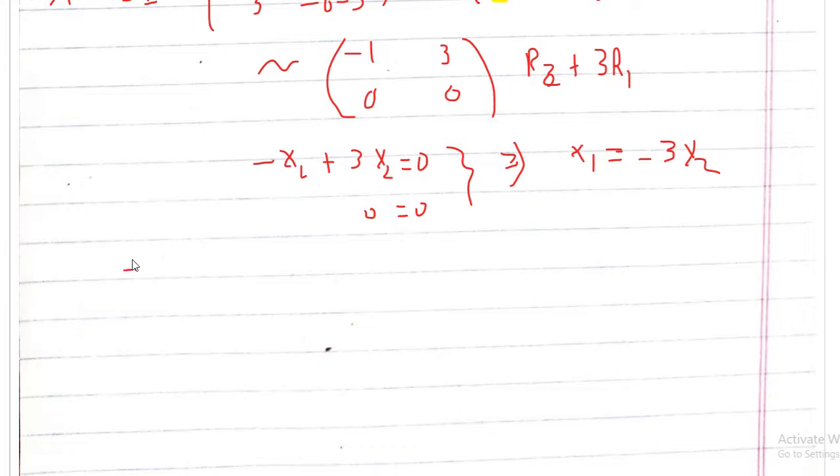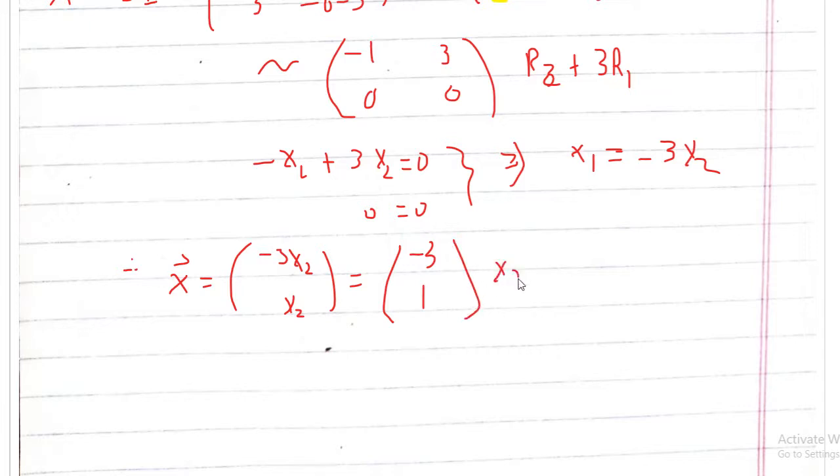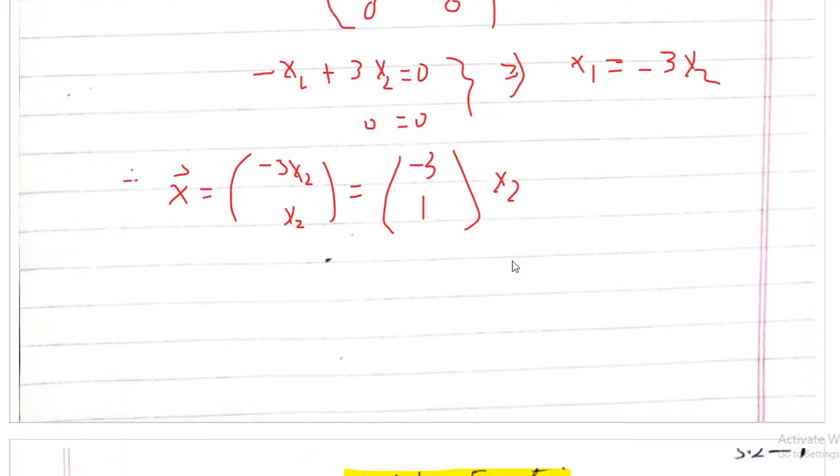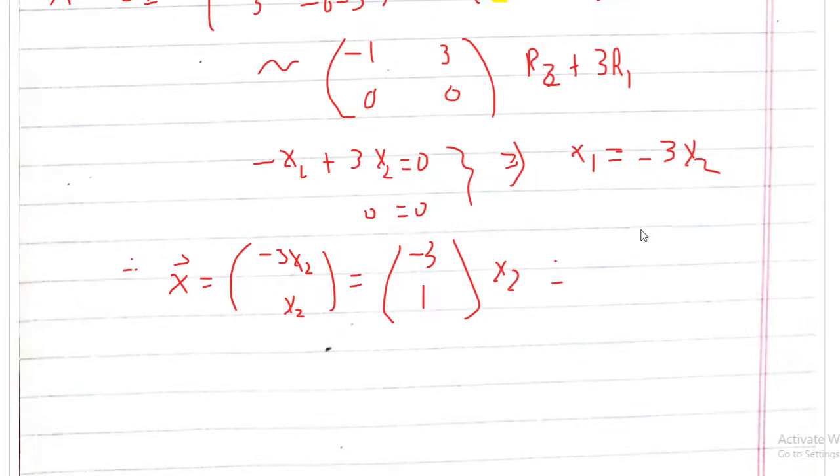So now I will write my vector x. My vector x becomes x1, which is minus 3x2, and x2 is x2, because x2 is free. Now x2 is common, so I can write minus 3 and 1, the coefficients with x2. We ignore this, because x2 is free, it can take any value. So we can take the value of x2 as 1, okay?